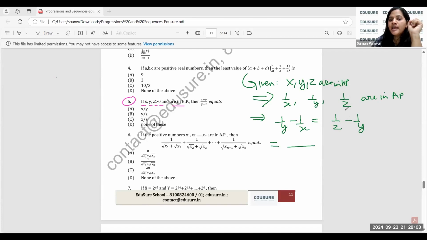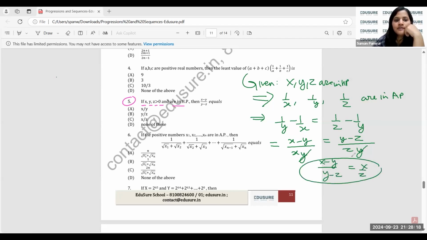So that means XY, this is going to happen. Okay. So Y and Y get cancelled out. So (X minus Y) upon (Y minus Z) is equal to X upon Z. So option number C is the answer. We could proceed with this question only by using the definition that terms are in HP if and only if the reciprocal terms are in AP. That is the only information which helps us to decode the problem and get a solution for it.